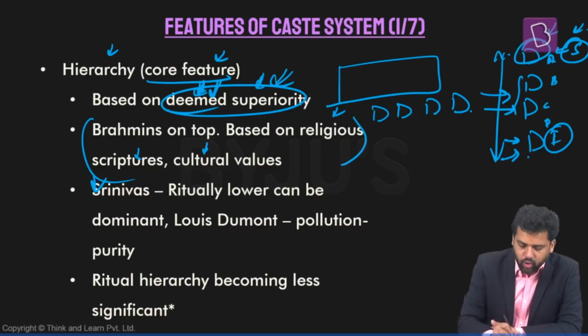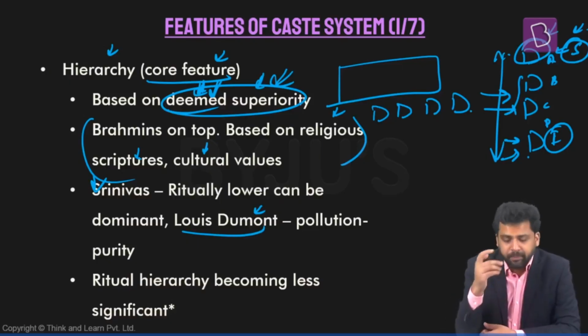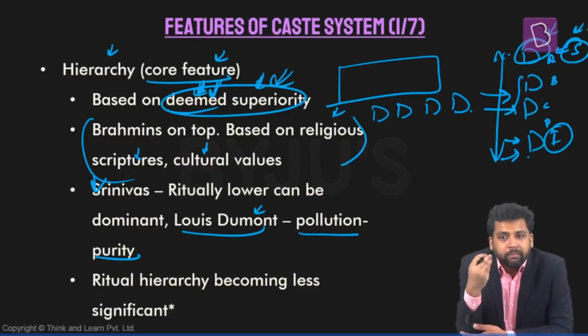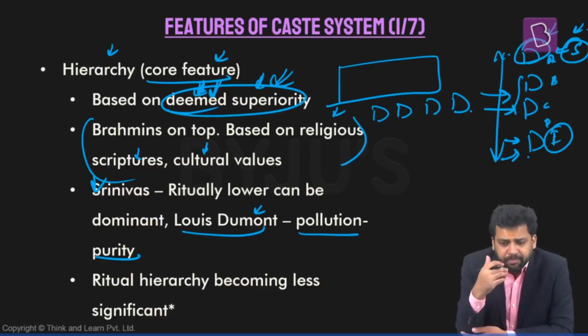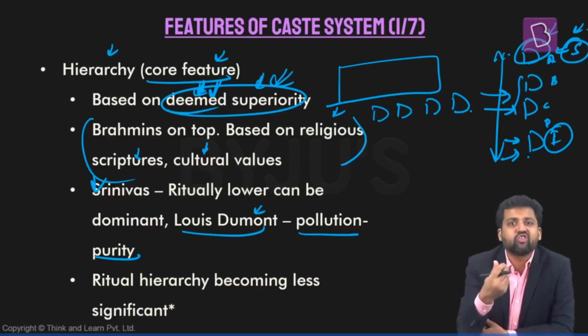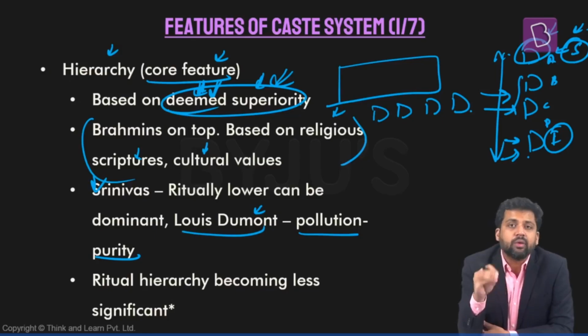Another thinker, Louis Dumont, says that the basis of this hierarchy is pollution and purity. This is something which might be new to you. Pollution and purity. What is pollution? What is purity? In fact, these two terms are linked with one another, kind of opposite of one another. What Louis Dumont is saying is, the entire society is governed by the notions of pollution and purity. Certain things are considered to be pure. Certain things are considered to be polluted.